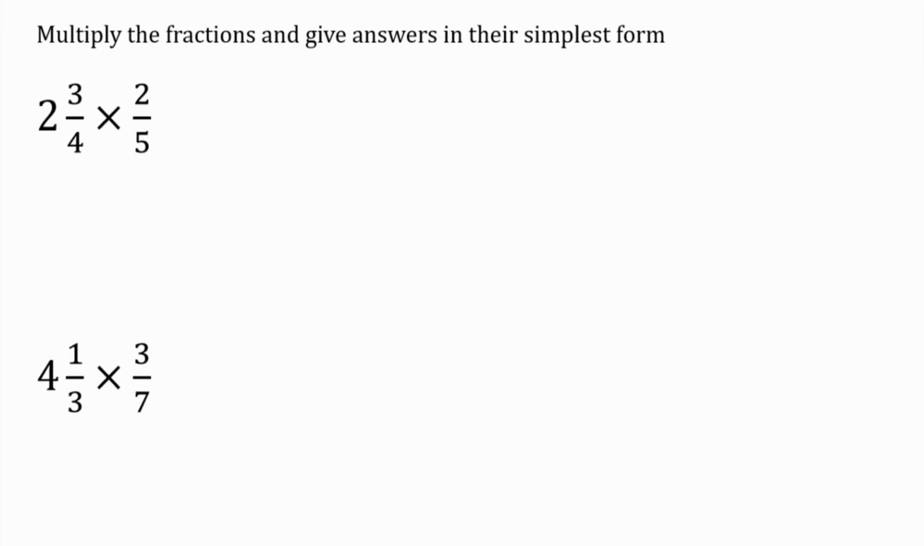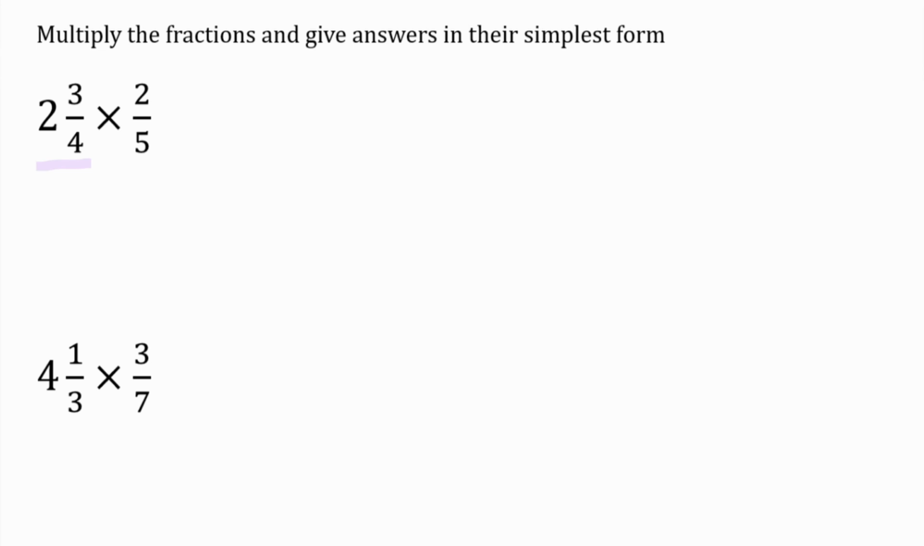Sometimes when we are multiplying fractions, we can have one of the fractions or both of the fractions in a mixed number form. As we can see in the first question, the first fraction that we have is a mixed fraction. So we first have to convert this into an improper fraction. Now, if you are not comfortable working with mixed numbers, then please go through the video where we talk about converting mixed numbers to improper fractions and improper fractions back to mixed numbers. I will put a link in the description box.